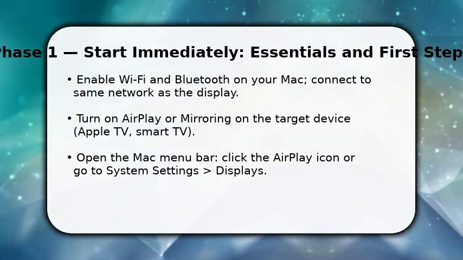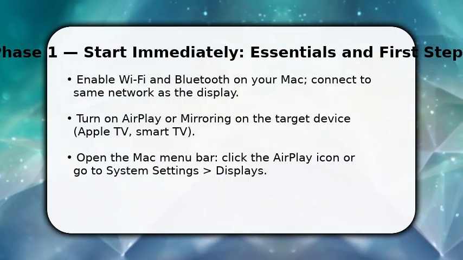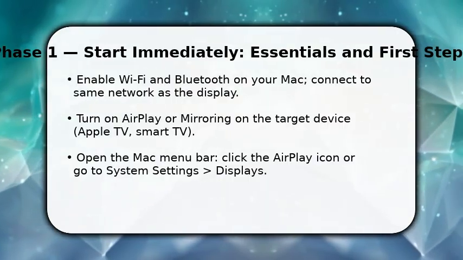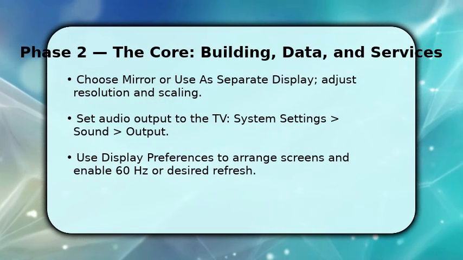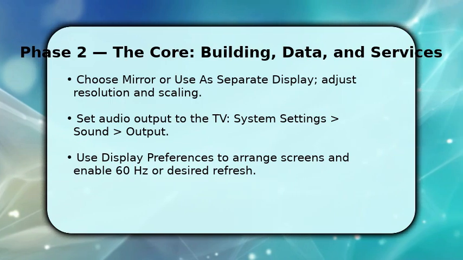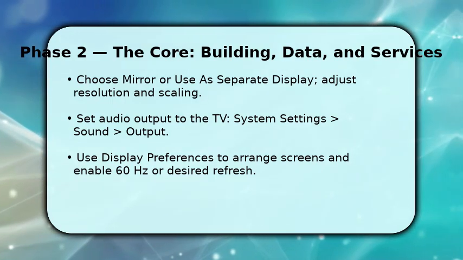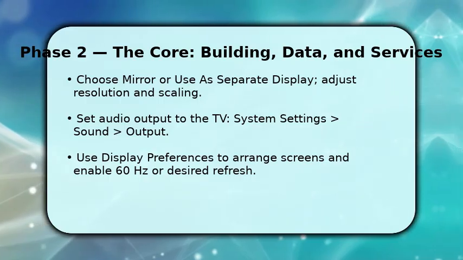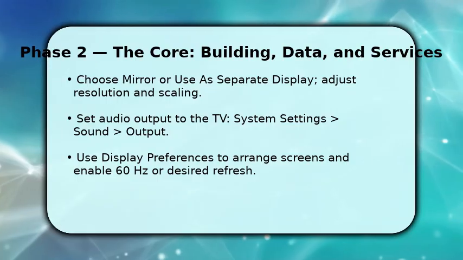You're making a direct connection now, so keep the devices within normal range and avoid guest networks because the Mac needs a stable, discoverable peer to begin streaming. After connecting, decide how you want the screen, mirror for identical views, or use it as a separate display to extend your desktop.